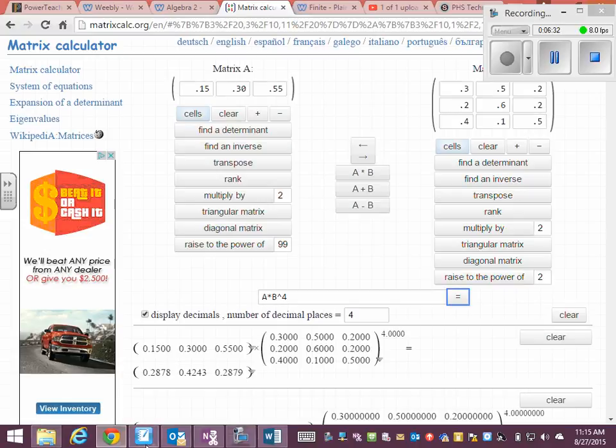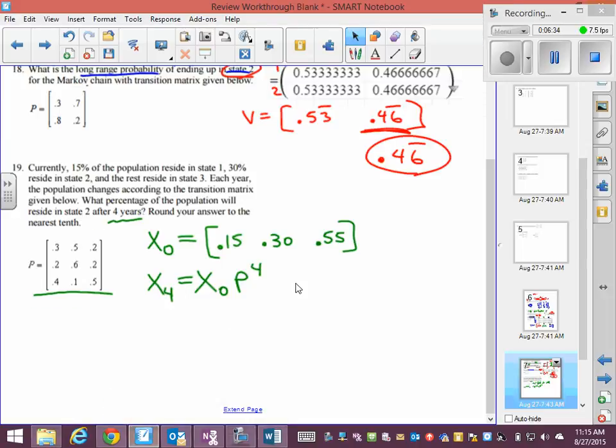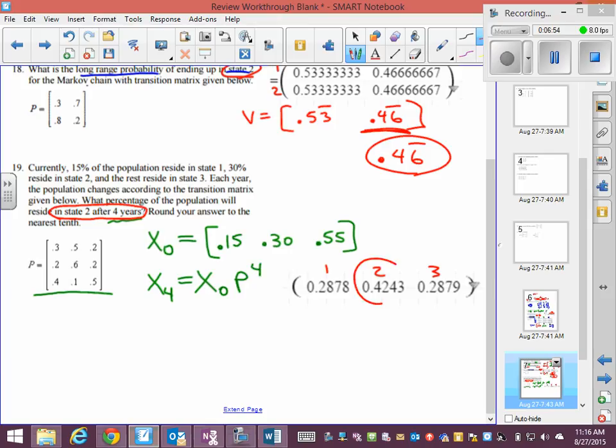This is my new distribution. This distribution shows me where everyone resides, or the percentage in each of the categories, State 1, State 2, and State 3, after 4 transitions. But it asks me how much will reside in State 2 after 4 years, or 4 transitions. And so I only want this one, my answer, 0.4243.